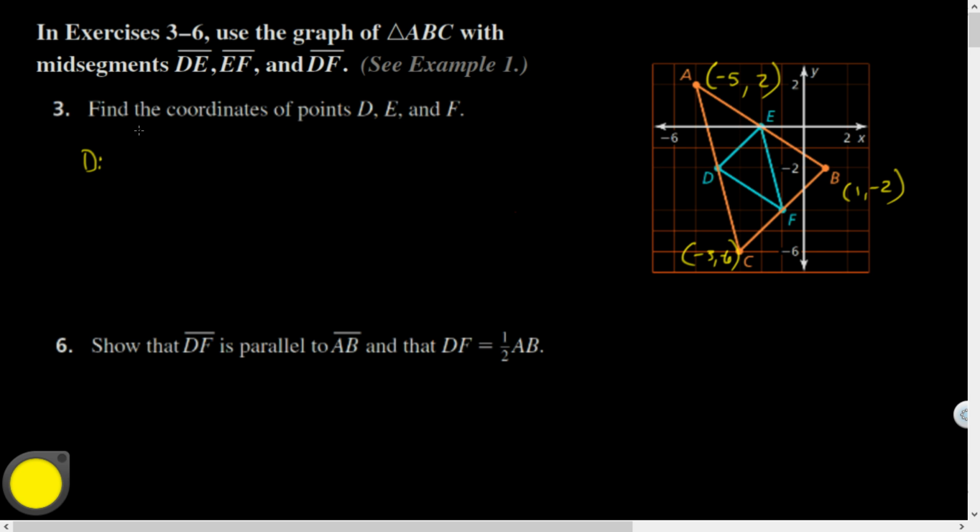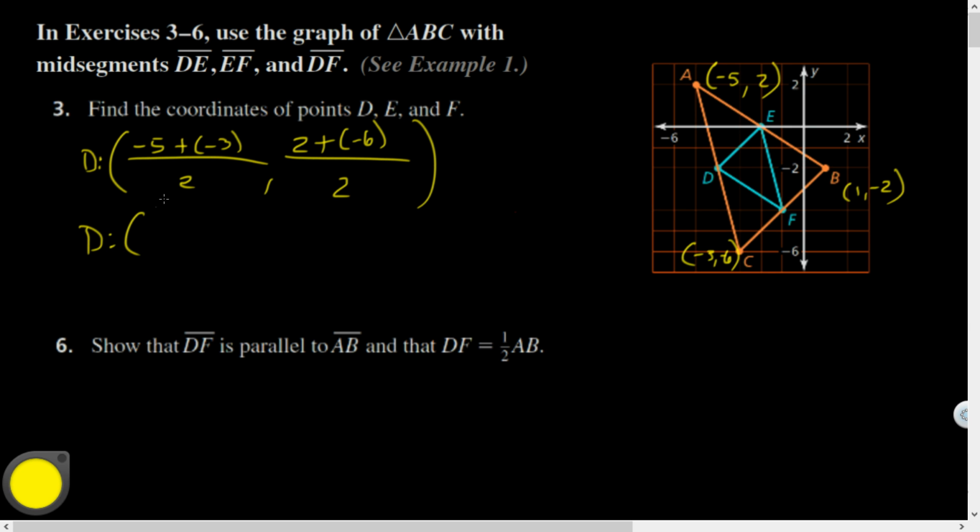So the midpoint formula is simply the average of the x's and the average of the y's. So let's see. 2 plus -6 by the looks of things. Right, Tyler? Yeah. All right. So point D appears to be -5 plus -3 is -8, divided by 2 is -4. 2 plus -6 is -4, divided by 2 is -2. And notice on the grid, over 4 down 2 does appear to be point D.